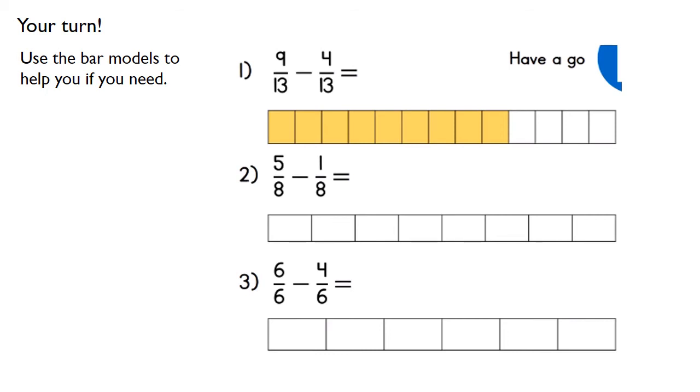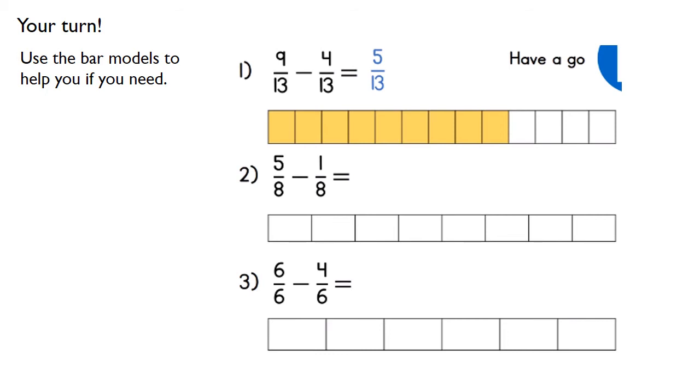Okay, so question 1. 9/13 subtract 4/13. Now, we know we do not do anything to the denominator because the 13th is the unit we are talking about. So we have 9 subtract 4, which we know is 5. So our answer is 5/13. And that fraction is in its simplest form.